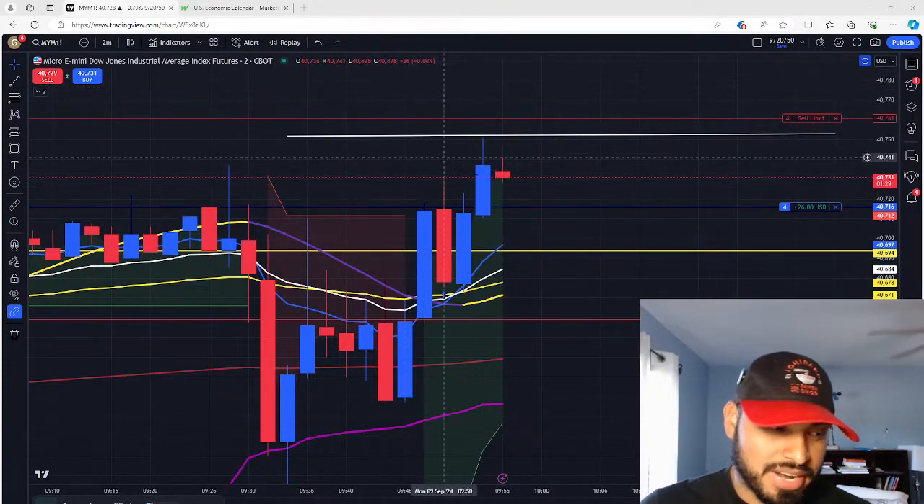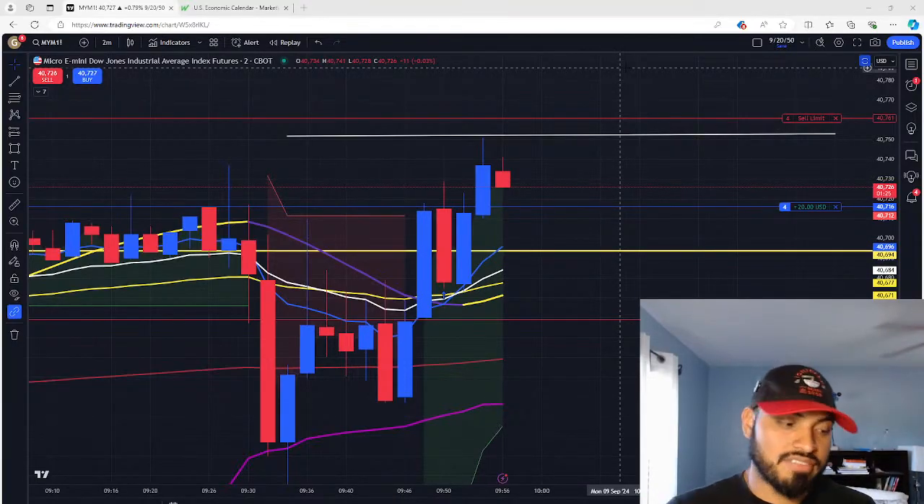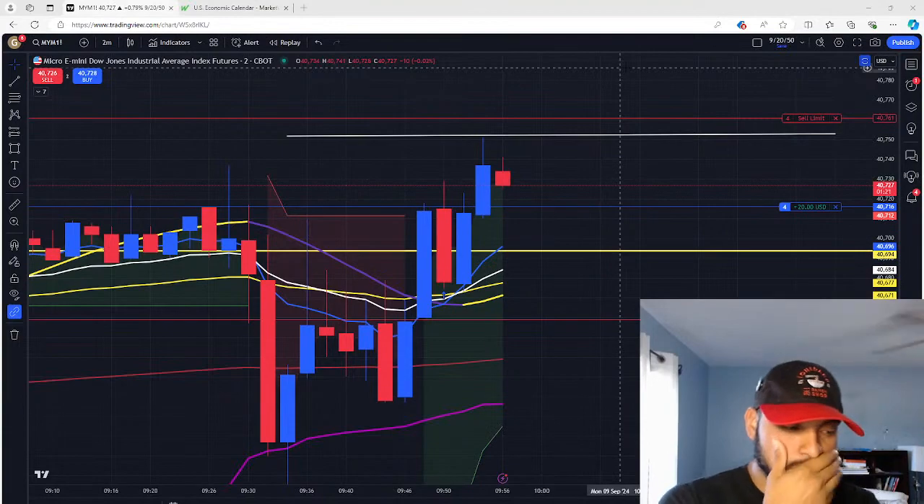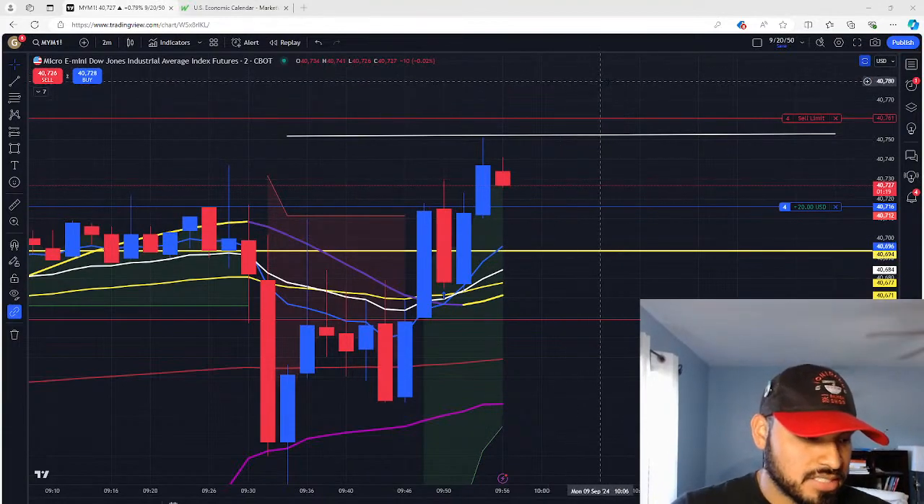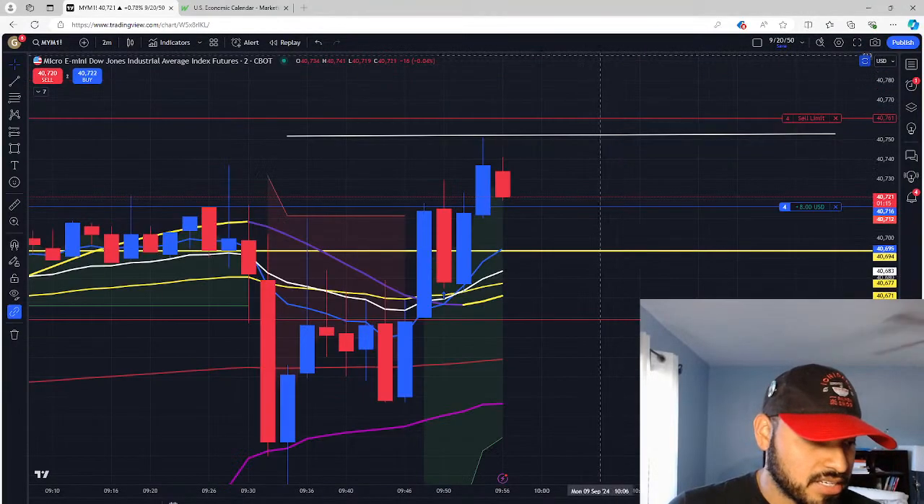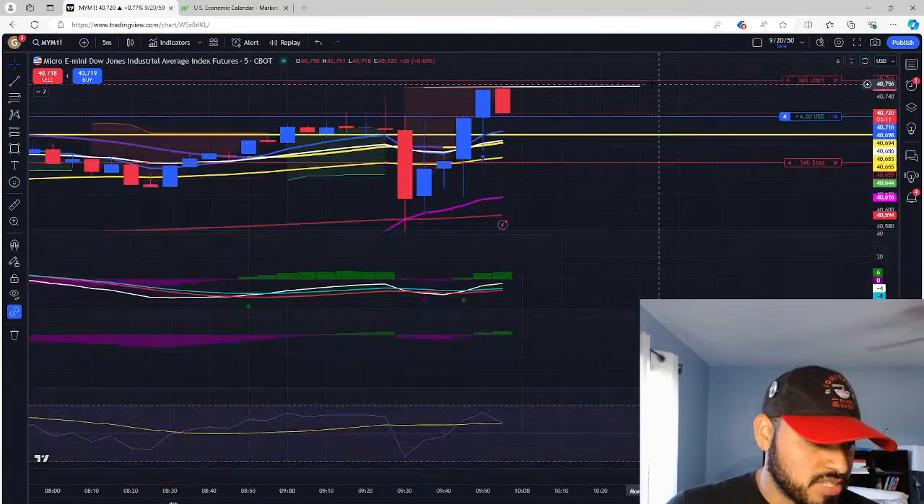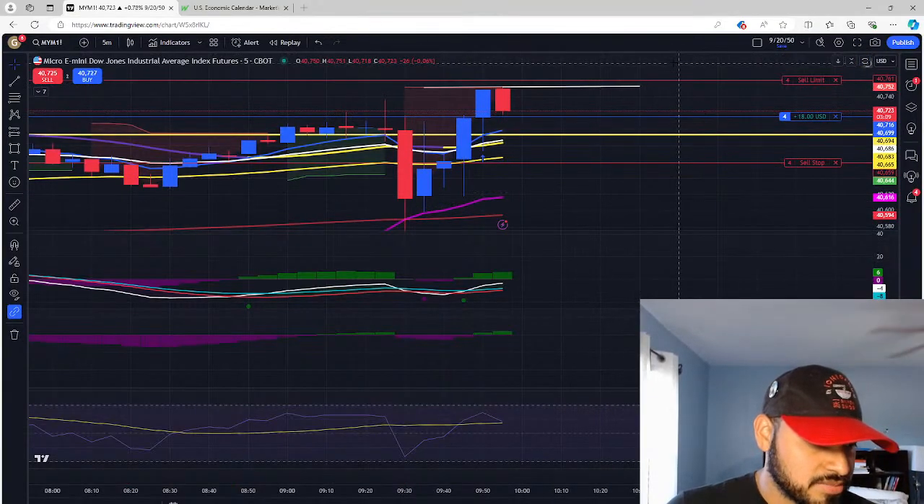Let's see if it can really break that super trend level. That super trend level is a real level, and I could have easily just took profit on that area. But it's all right. We still have strength on this play. We go on the 5-minute. We still have strength on this play.